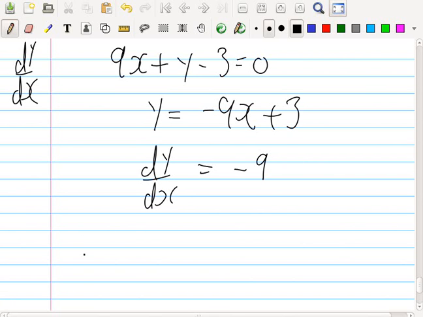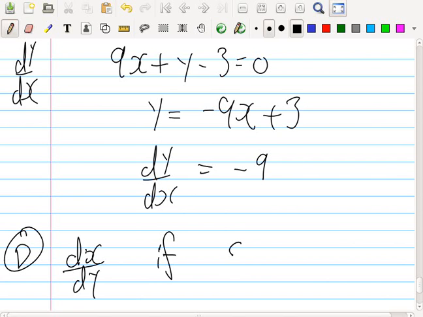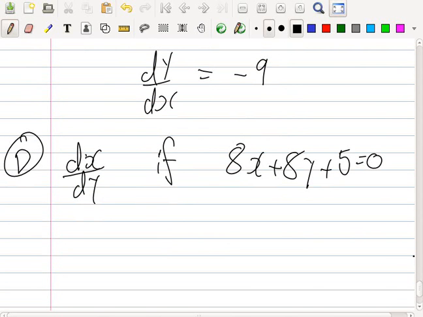And then I'll do one like D. Yeah, that's 3a. Now this is 3d. Find dx/dy if 8x plus 8y plus 5 equals 0. What do I do first, do you think? You rewrite it. Rewrite it so that 8y. No, just take y out.